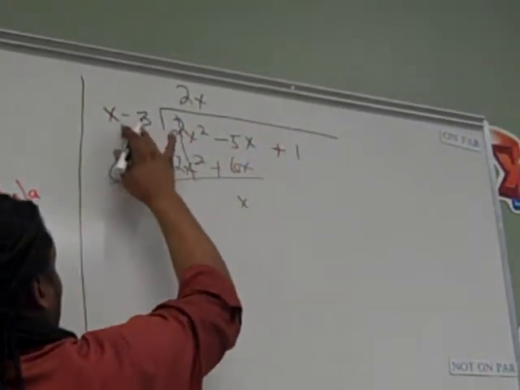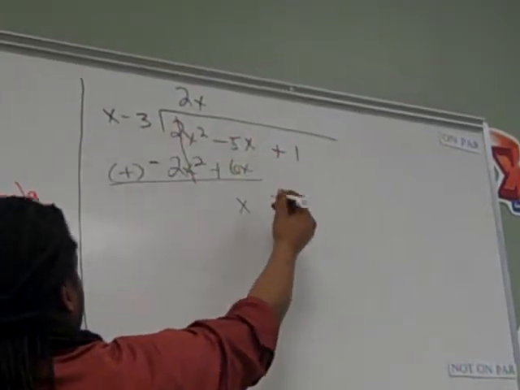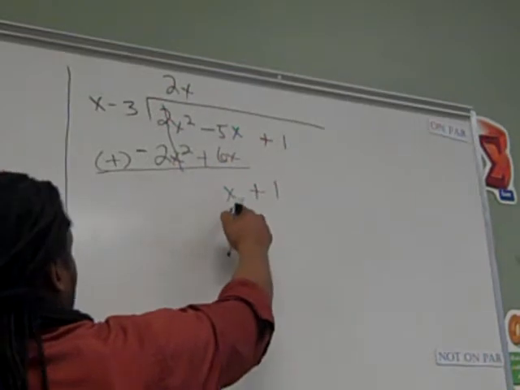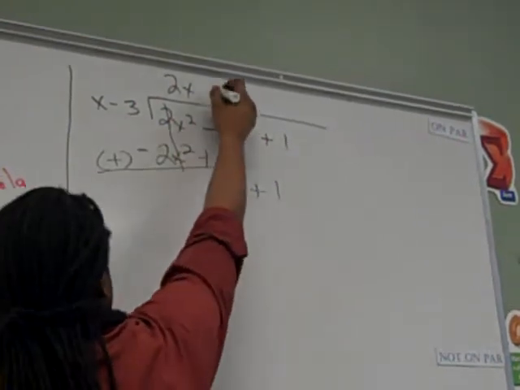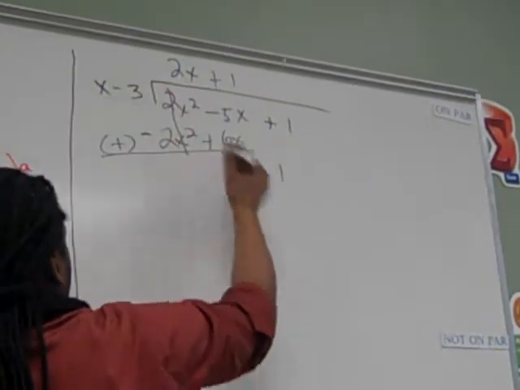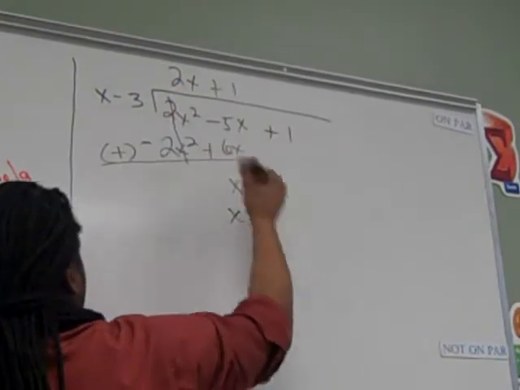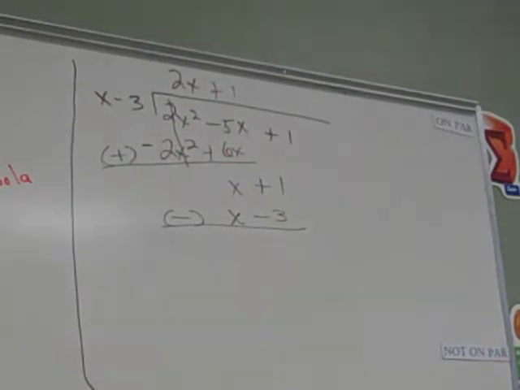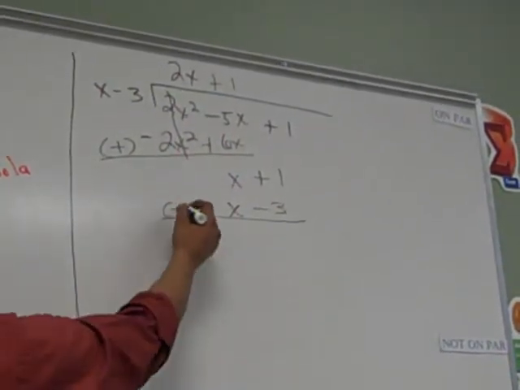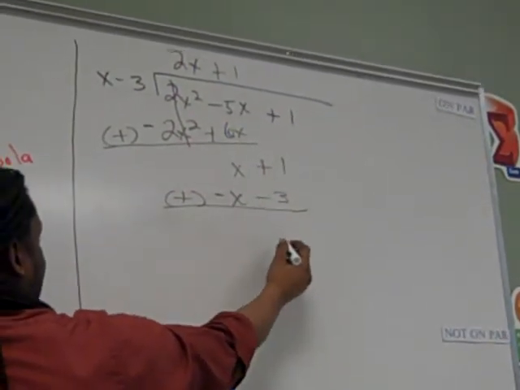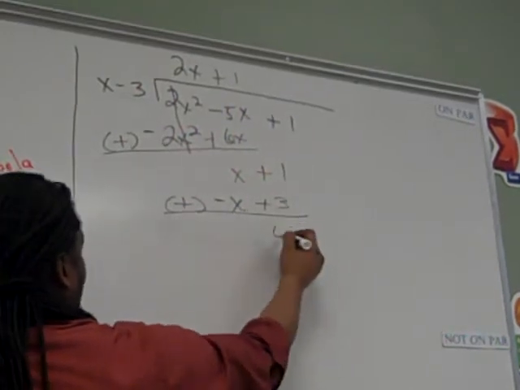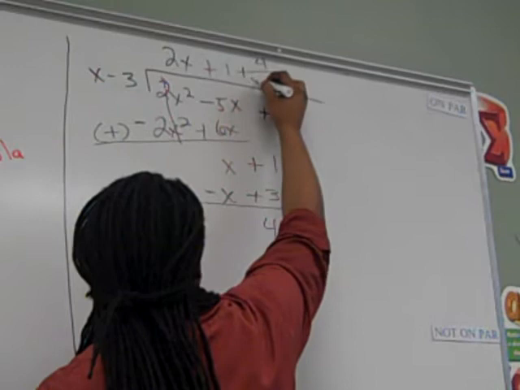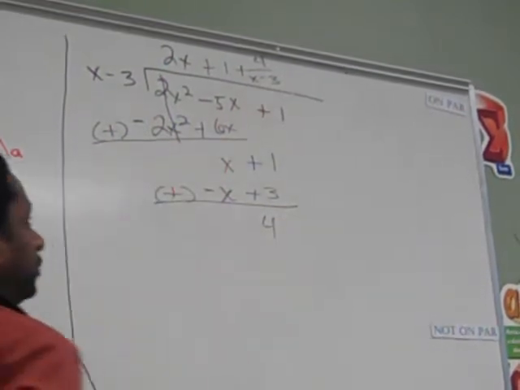1x. How many terms are here? 2. So that means I need to bring down 1 term. x times what gives me x? 1. So plus 1. 1 times x is x. 1 times -3 is -3. I am subtracting. Just leave it there for now. Then change this to addition. Change that. So I have 4. So my answer is plus 4 over x minus 3. The remainder.